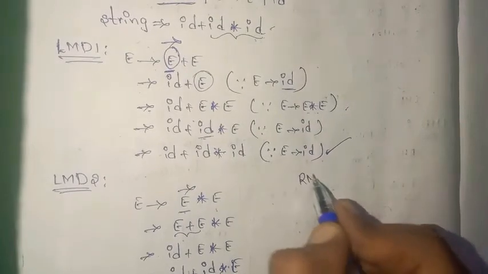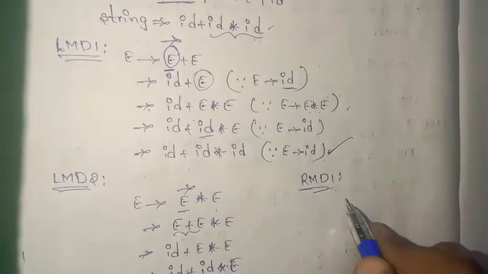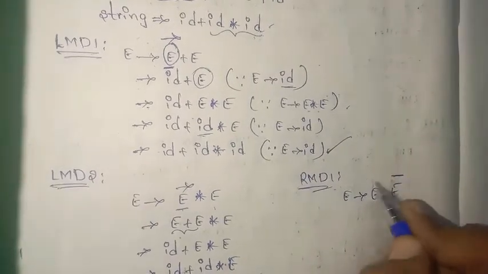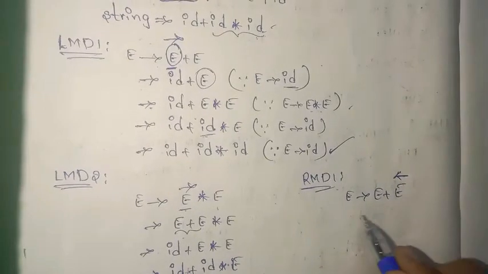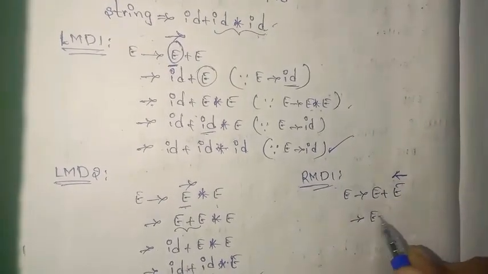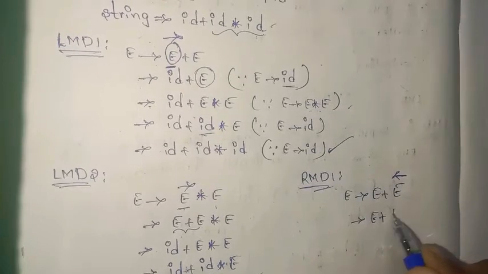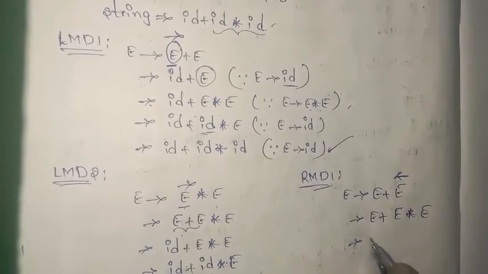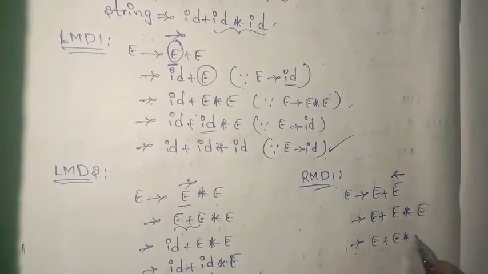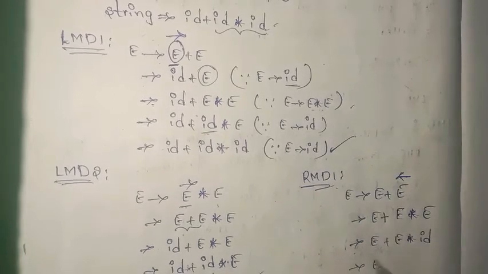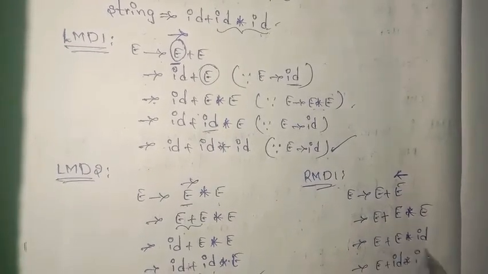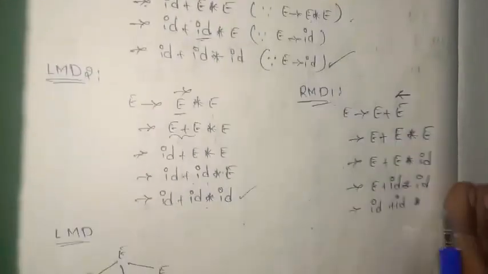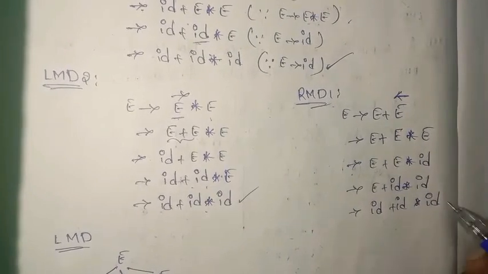See, first RMD: E derives the same, E plus E. RMD means we need to take from the right side, rightmost derivation. So, E plus E into E. Then replace from the right side with ID: E plus ID into ID. Then ID plus ID into ID. We got one RMD.